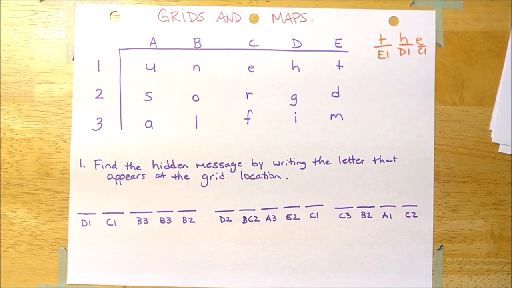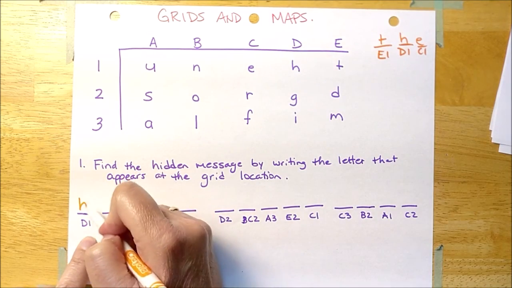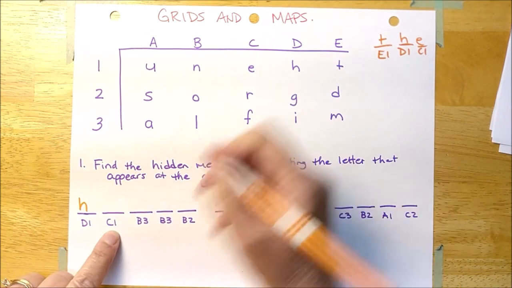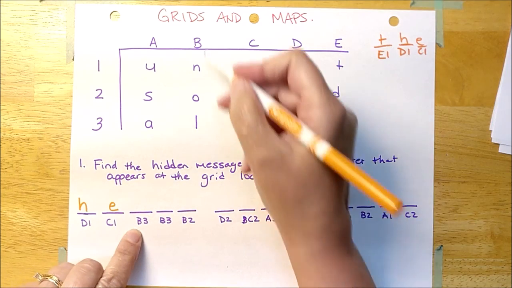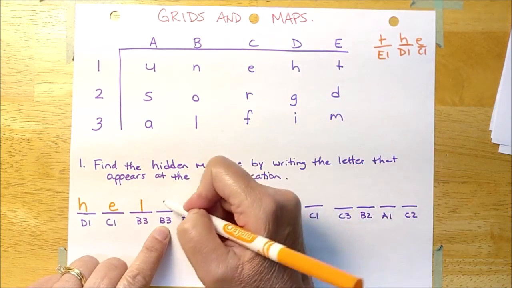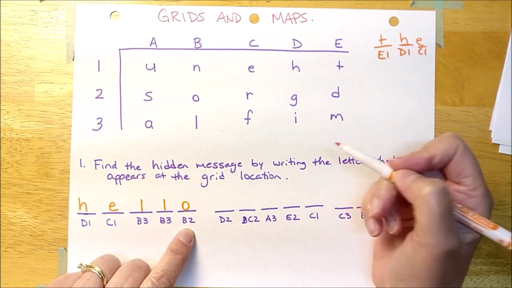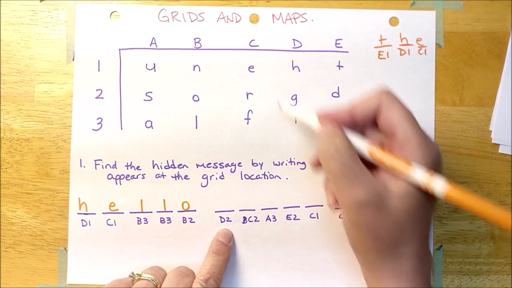Okay, let's see what you guys came up with. So D1 is my H, C1 is E, B3 is an L, oh, another L, B2 is an O. Hey, it says hello. Cool.